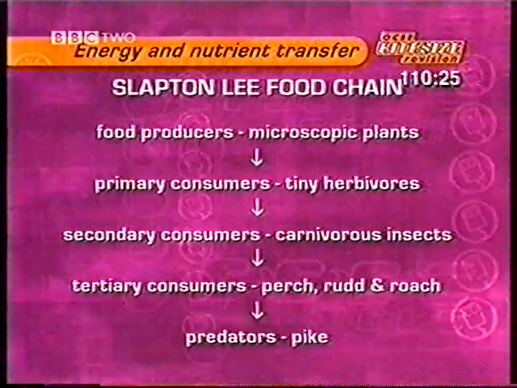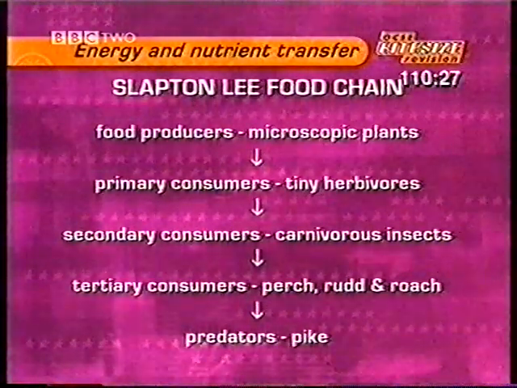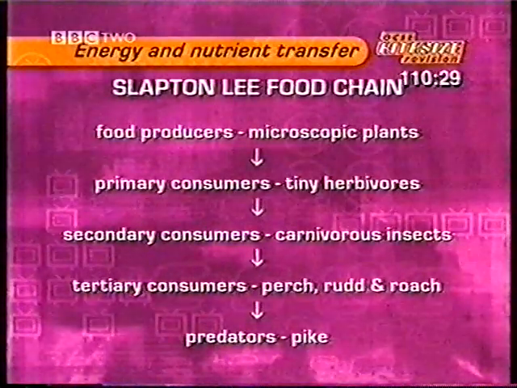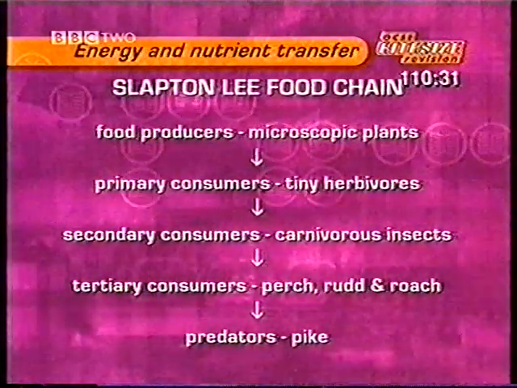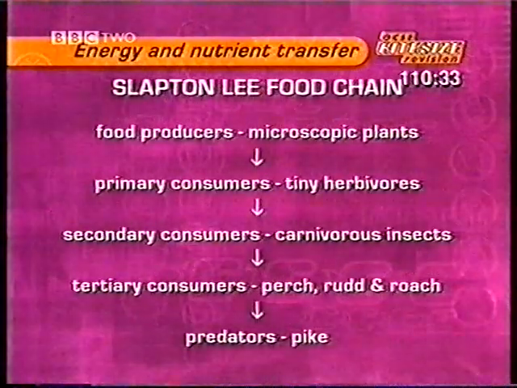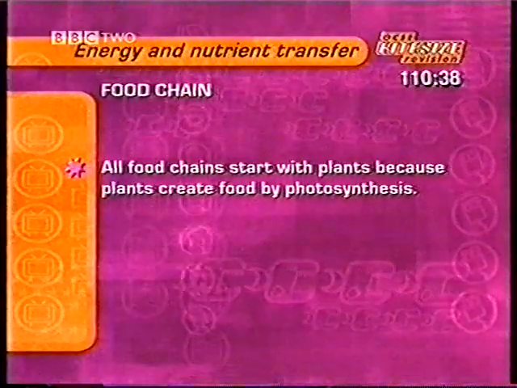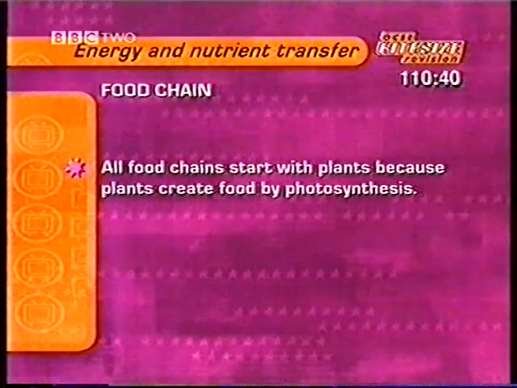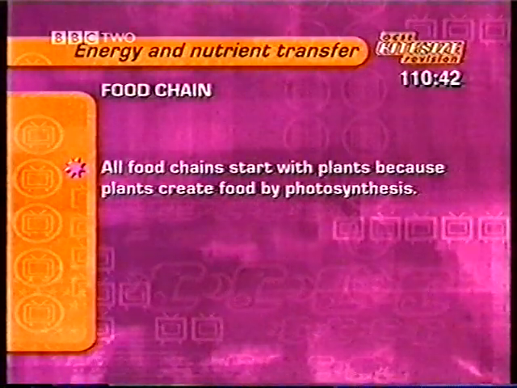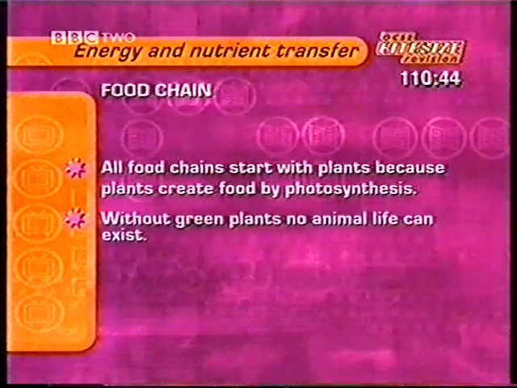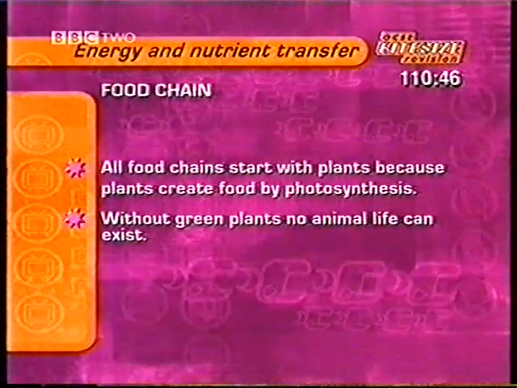Animals all get their energy by eating food, so the flow of energy in a food chain is from the food to the feeder, in the direction of the arrows. All food chains must start with plants, because only plants create their own food by photosynthesis. Without green plants, no animal life can exist.